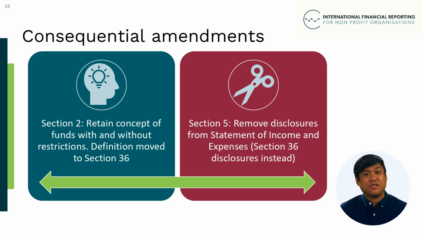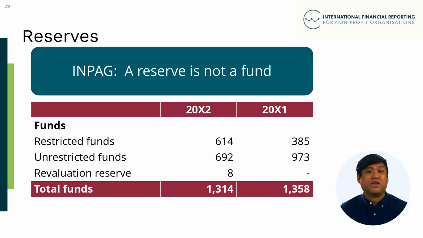The requirements for the other primary statements remain unchanged. The statement of changes in net assets will still have columns for funds with restrictions and funds without restrictions. And the statement of financial position will still require a split of the closing fund balance between funds with restrictions and funds without restrictions. This video has been about fund accounting, with the requirement to identify those funds that should be presented as part of funds with restrictions, or funds without restrictions.